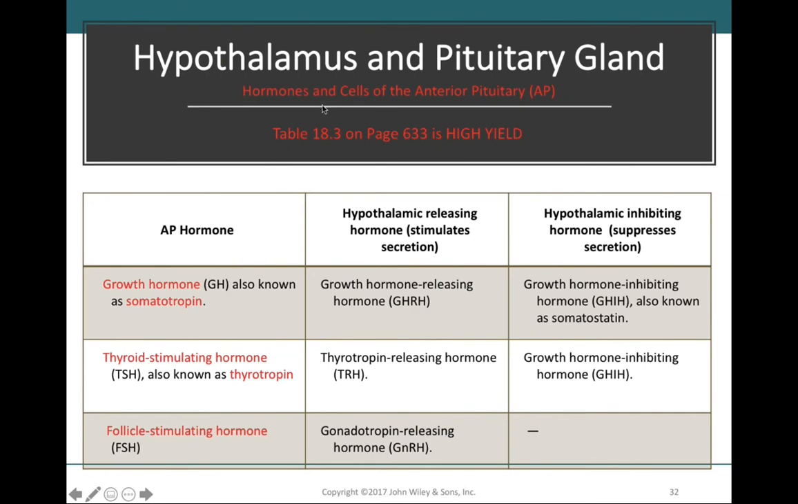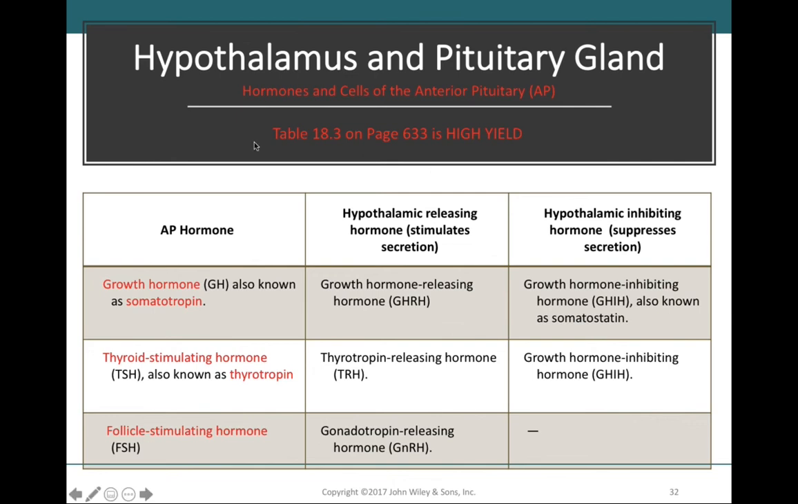I am going to be using table 18.3 on your exam. So that is on page 633. But basically, that table is what is listed here on these two slides. You might get a little bit more information from the table, but anything I've highlighted in red is definitely important for your exam.